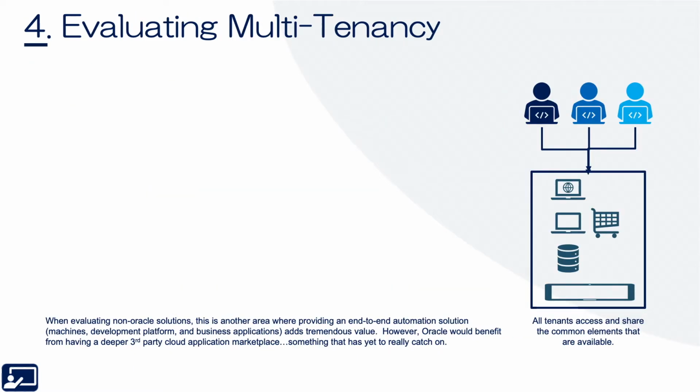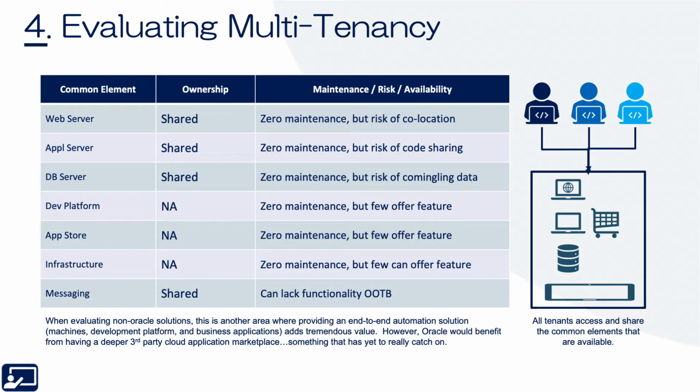Okay, so now we want to evaluate multi-tenancy. You can see by the image on the right, you have several different tenants going to the same code set, box, etc. So let's take a look at common elements and then take a look at where they're shared. And shared is good because shared means low maintenance or no maintenance, but it may have, in the case of multi-tenancy, some level of risk. So the web server, the app server, the database server are shared. Messaging is shared. But when you get to development platform, app store, infrastructure, these are not shared.